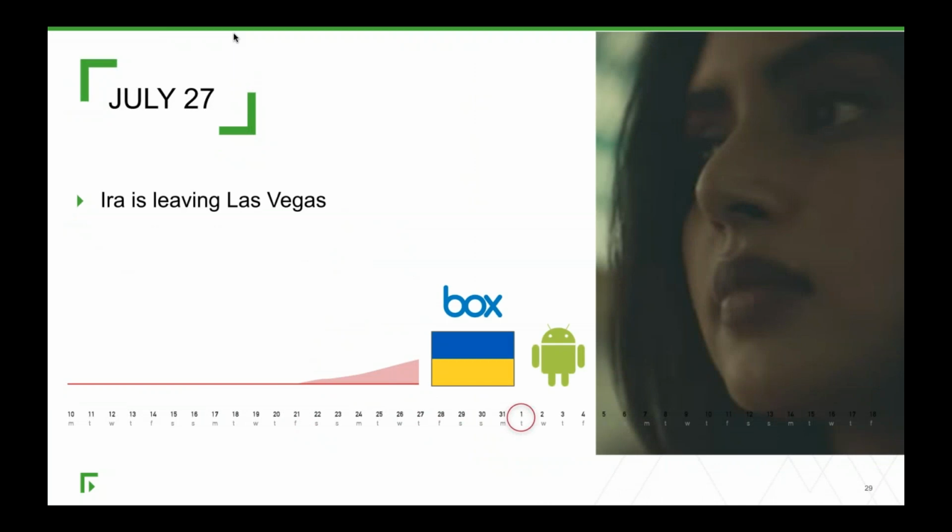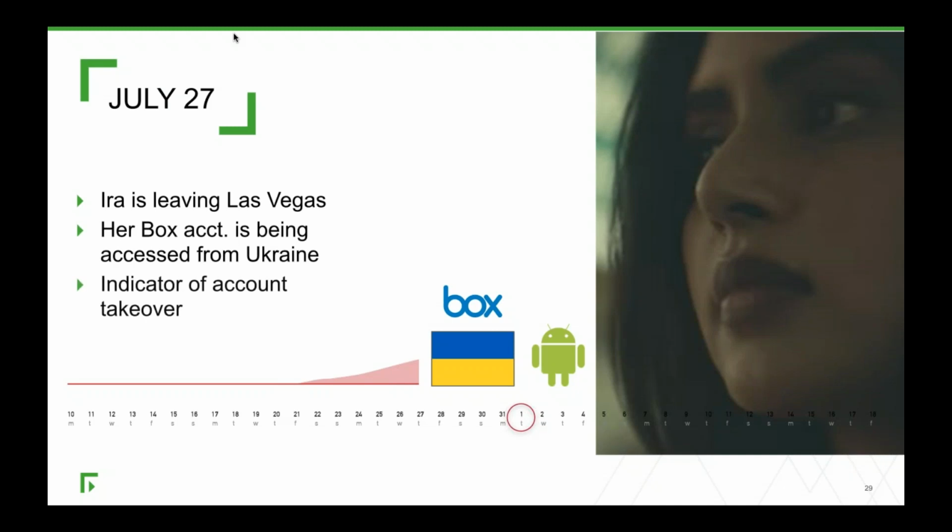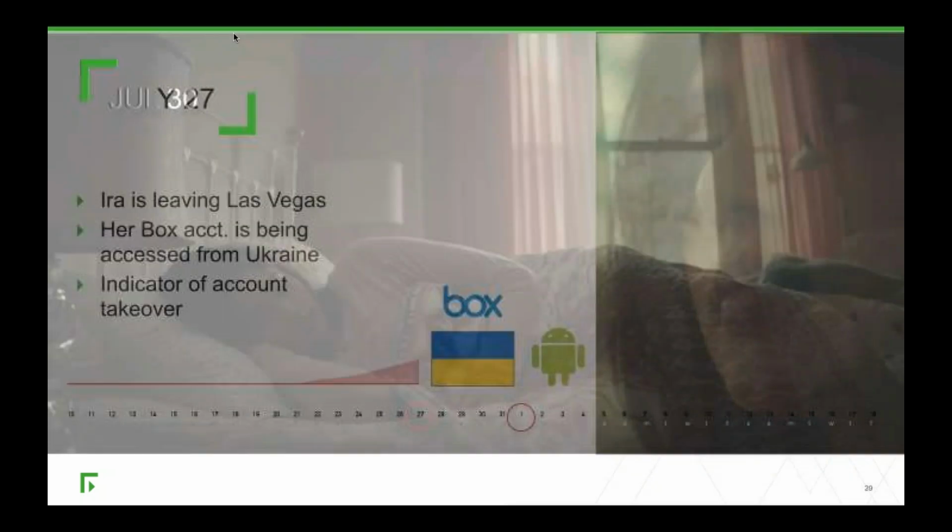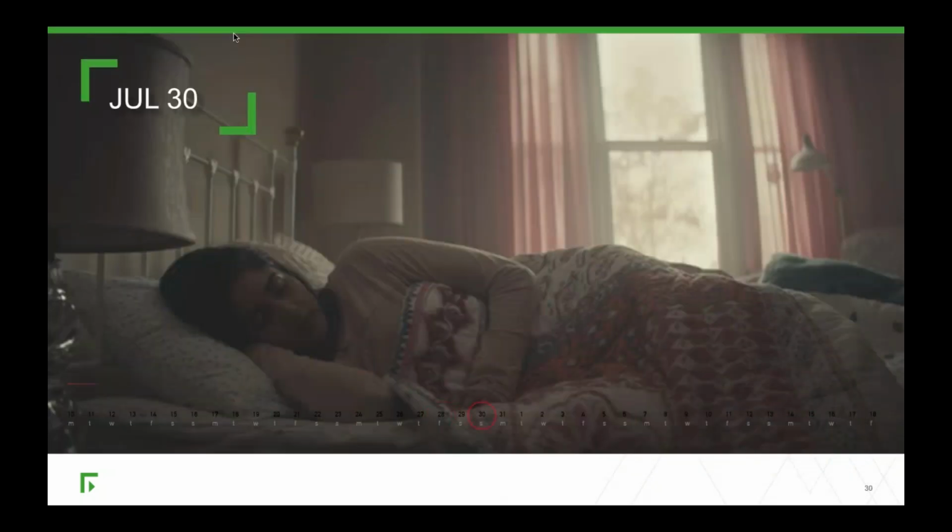Ira doesn't use Android. She doesn't use that version of Android. And she doesn't access her Box from Ukraine at the same time as she's in Las Vegas. It's impossible to travel that fast. So it is an indicator of compromise, right? But we don't want to start blocking stuff right out of the box, there and then. We want to see what's going on because there's not been a major breach yet. There is when she's recovering a few days later. This is when the attack starts.